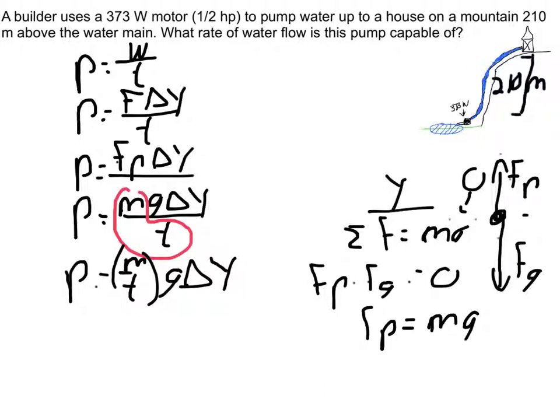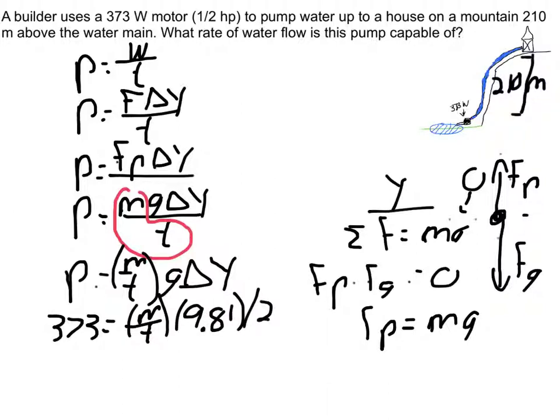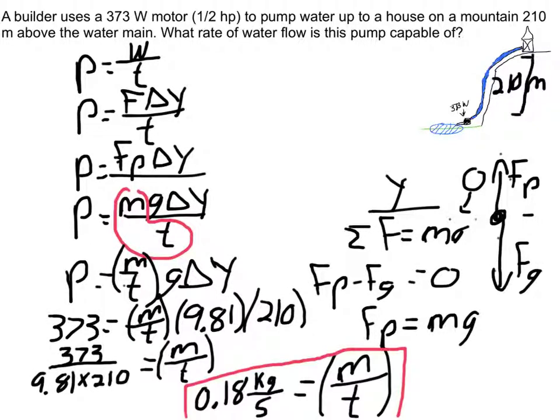Well, now this is just a plug-and-chug problem. I've got a 373 watt motor, and I'm going to solve for whatever this mass over time is. So mass over time equals something times 9.81 times my delta y. I'm trying to get it to go up 210 meters. So I just need to divide by my 9.81 and my 210 to the other side. And I come out with 0.18 kilograms per second, or 180 grams per second. So 1 milliliter equals 1 gram of water, so you can do that quick conversion in your head. That's going to give you 180 milliliters per second.